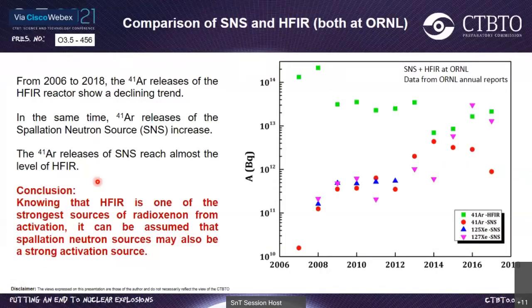Now we know that HFIR is a strong source of radioxenon from activation. From 2006 to 2018, the argon-41 releases of HFIR show a declining trend. In the same time, the argon-41 release of the spallation neutron source, or SNS, increased. The argon-41 releases of SNS reach almost the level of HFIR. So, knowing that HFIR is one of the strongest sources of radioxenon from activation, it can be assumed that spallation neutron sources may also be a strong activation source.